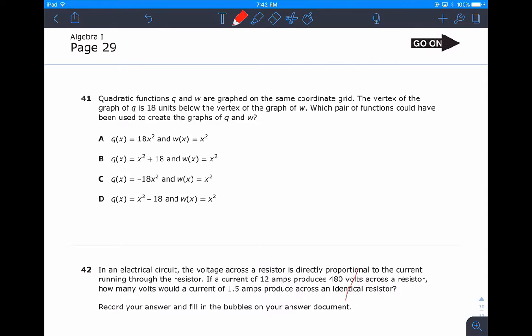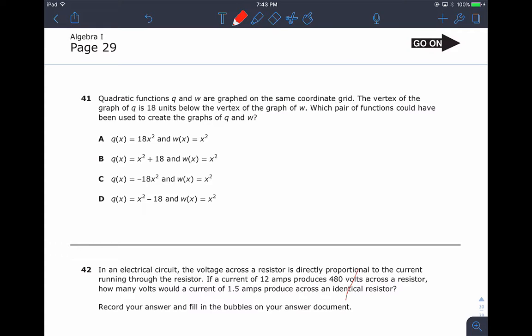Here we go. Question 41. Got quadratic functions Q and W graphed on the same coordinate grid. The vertex of graph Q is 18 units below the vertex of the graph W. Which pair of functions could have been used to create the graphs of Q and W?